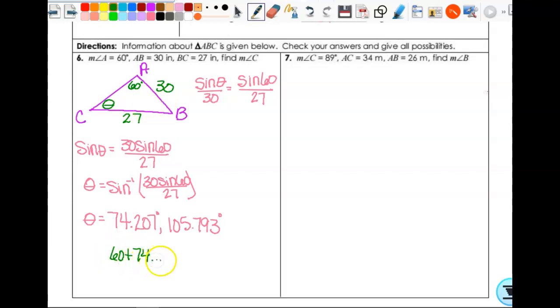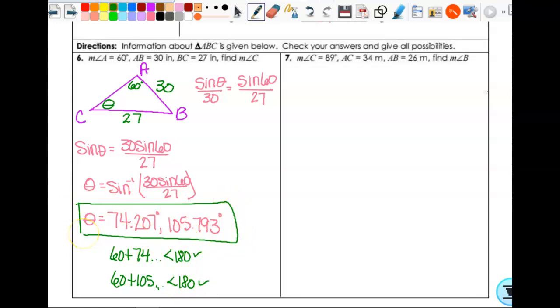So I need to take that 60 degrees and add it to that 74. And you don't even have to actually do it on a calculator. What the actual number is doesn't matter. Is that going to be less than 180? Yes. So that's good. Then I also need to take 60 and add it to the 105 number. Again, I don't really care exactly what the answer is, all I care about is, is it less than 180? Yeah, it's less than 180, so that one works too, which means both of these are my answer.